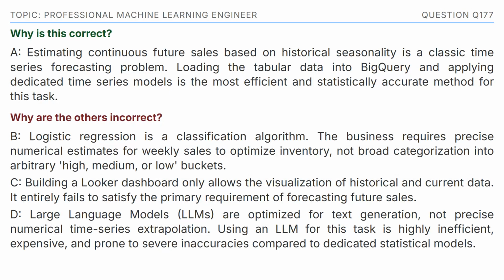Why is this correct? A. Estimating continuous future sales based on historical seasonality is a classic time series forecasting problem. Loading the tabular data into BigQuery and applying dedicated time series models is the most efficient and statistically accurate method for this task. Why are the others incorrect?